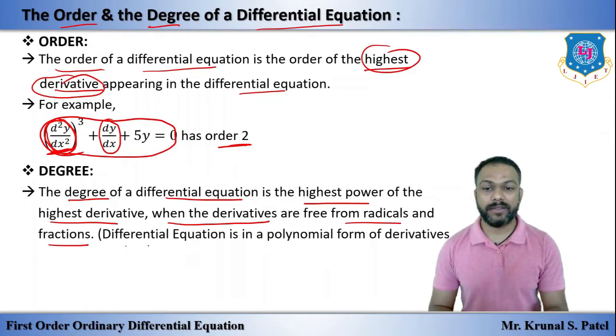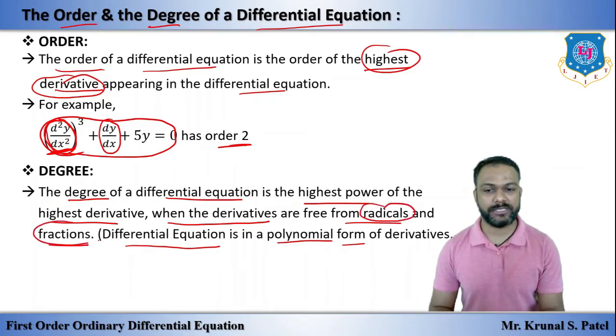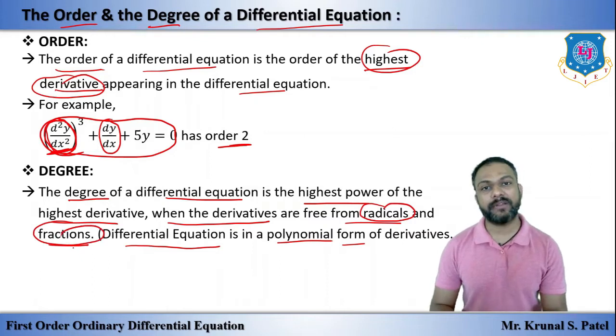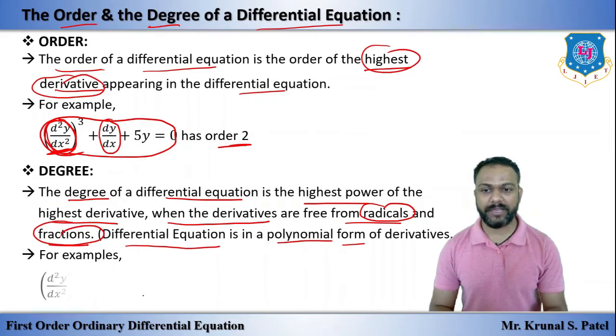That means the differential equation is in polynomial form of the derivatives. That means every derivative is free from radicals and fractions. What is the meaning of this? We will understand with an example. So for the degree, we have this example.